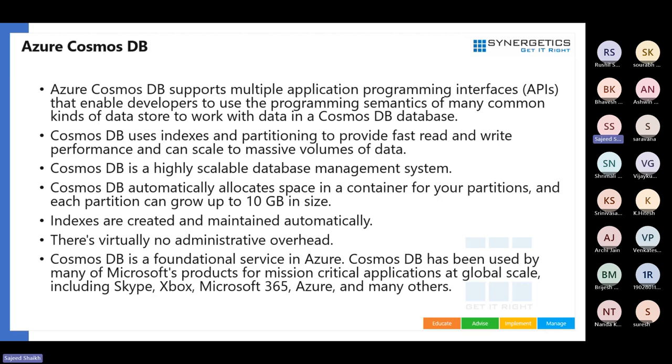It has its own set of APIs which can be used by different developers to create applications for storing the data in a Cosmos DB database. It uses indexes and partitions to provide fast read and write access, and it can scale up to massive volumes of data. Each partition can grow up to 10 GB in size.